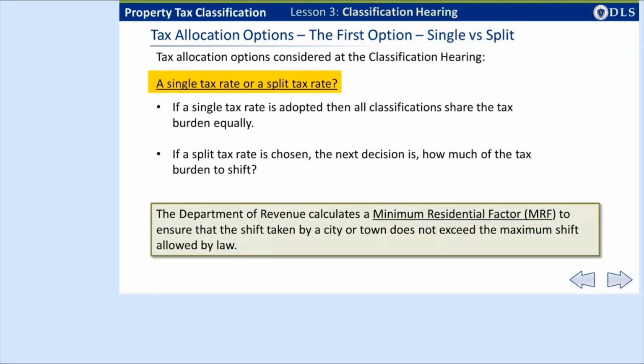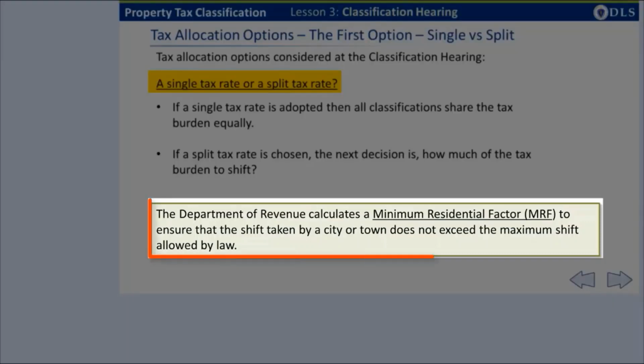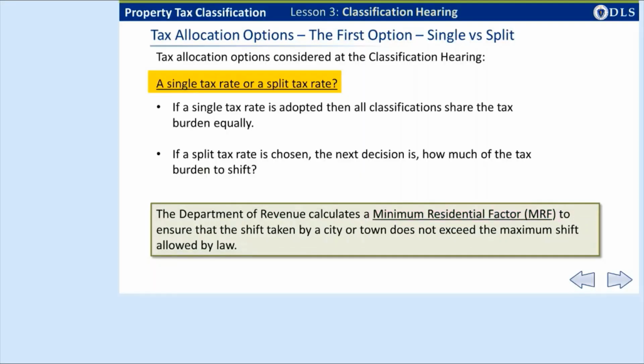To decide the percentage of the tax levy that each class of real and personal property will pay, a minimum residential factor, or MRF, calculated by the Department of Revenue, is used to ensure that the shift taken by a city or town does not exceed the maximum shift allowed by law. The adopted residential factor to shift cannot be less than the minimum residential factor, or MRF, calculated by the DOR.